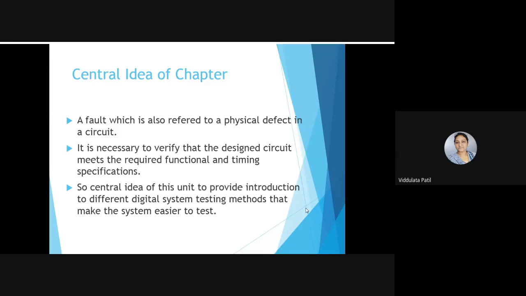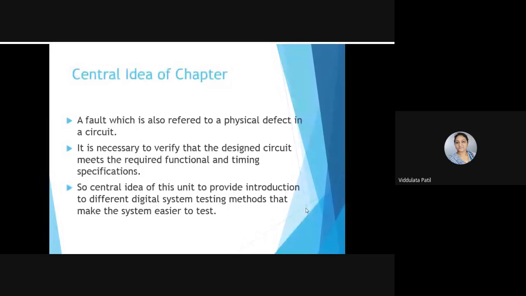Then the central idea of this chapter. As we know, a fault is also referred to as a physical defect in a circuit. When we are considering a fault related to a circuit, it means it is a physical defect. It is necessary to verify that the designed circuit meets the required functional as well as timing specifications. Whatever specifications for which we are designing any circuit should be completely met and verified by the designer.